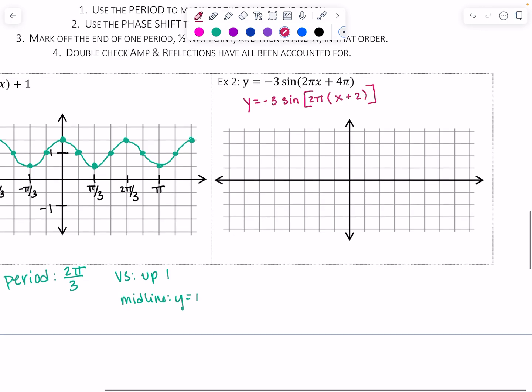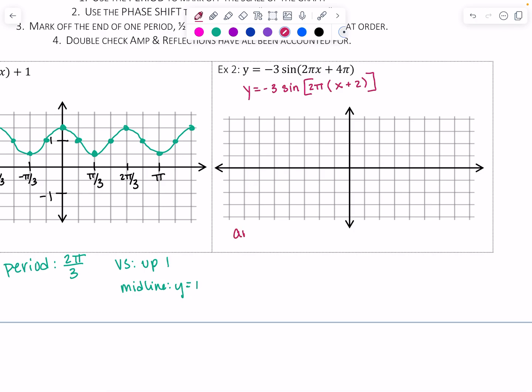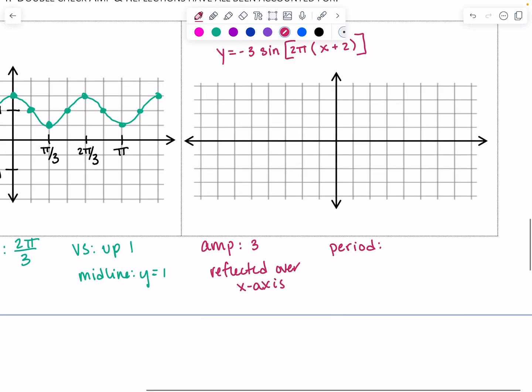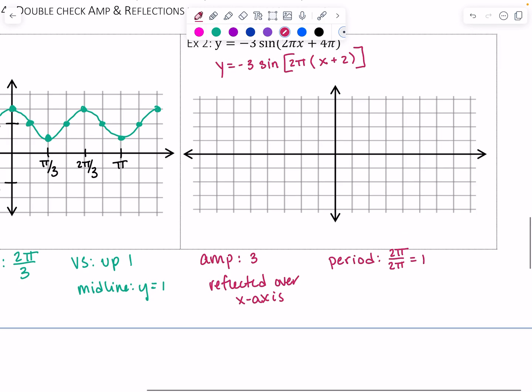Okay, so now let's talk about all the things that we have here. We know that our amplitude is going to be 3, but we also know that we have a reflection over the x-axis because we have that negative out there. So let's keep that in mind as we're graphing this. Our period, let's talk about this. This is the most important part of it. It's going to be 2 pi over 2 pi, aka 1. This is something a little bit different than what we've seen in the past. It's only going to take 1 unit, literally 1. We're not talking about pi's now, not 1 pi, but 1. And then we also have a phase shift of left 2.